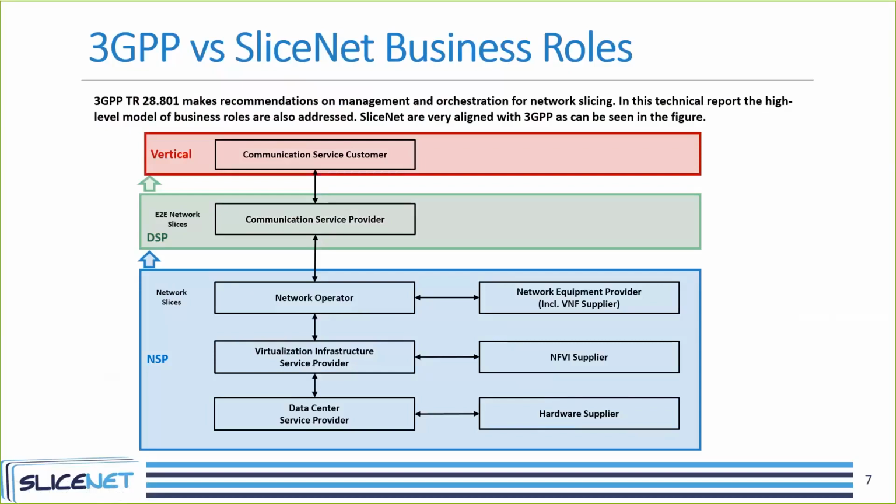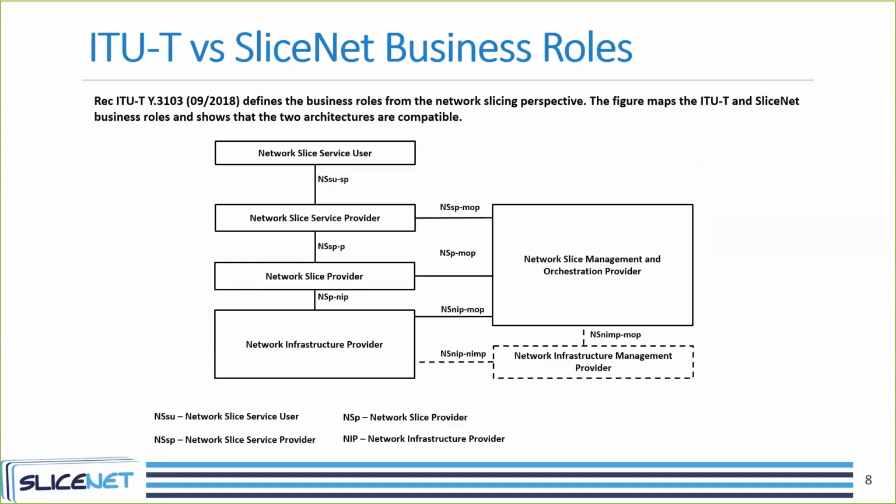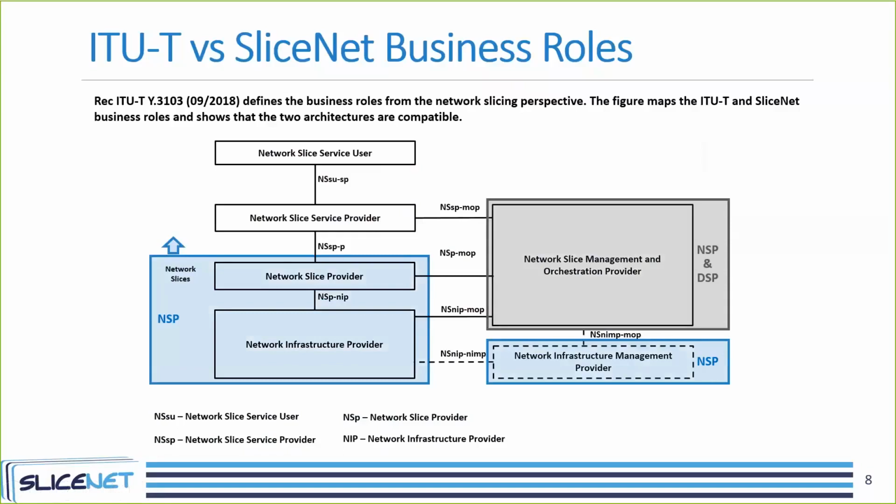So we are very aligned with these 3GPP business roles, and later, more recently, ITU-T also released recommendation Y.3103, which also defines the business roles from the network slicing perspective, and they have this figure with the business roles where you can see, again with a different granularity, the network slice service user on top, the network slice service provider, network slice provider, network infrastructure provider, and then they have separated the management and orchestration providers. But again, in this figure, you can map what SliceNet proposes, which is the NSP.